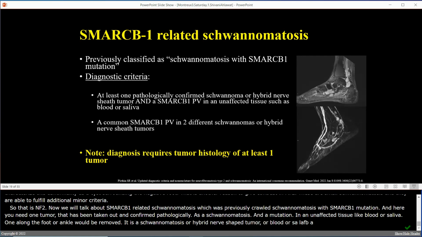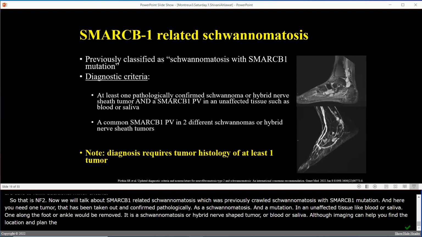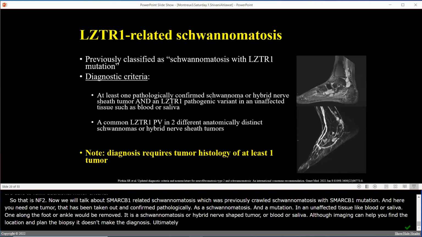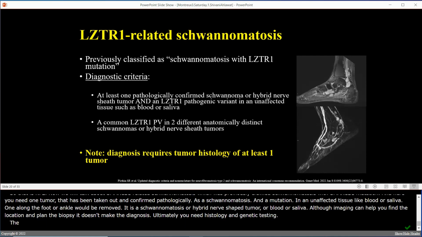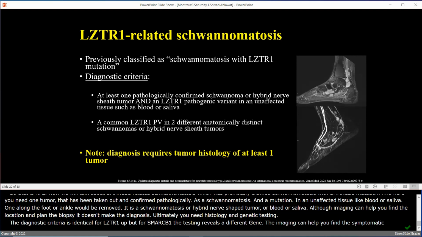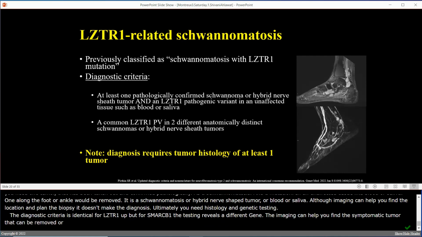So for here, although imaging can help you find the location, plan the biopsy, it does not make the diagnosis. Ultimately, you need histology and genetic testing. The diagnostic criteria is identical for LZTR1, where instead of SMARCB1, the testing reveals a different gene. And imaging can help you find the tumor, find a symptomatic tumor that could be removed or biopsied. But genetic testing is key, and histology of at least one tumor is necessary.